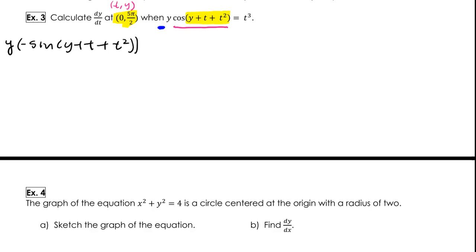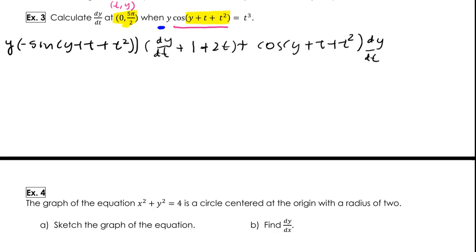So going back to the problem, what we did is we wrote first, right here, derivative of the second. So I need this derivative. I wrote negative sine. Now I need the derivative of the inside, which would be dy/dt, because that's the derivative of y. The derivative of t is 1, and the derivative of t squared is 2t. Plus second. So go ahead and write the second down. And the derivative of y, which is the first, is dy/dt. The left side is 3t squared.